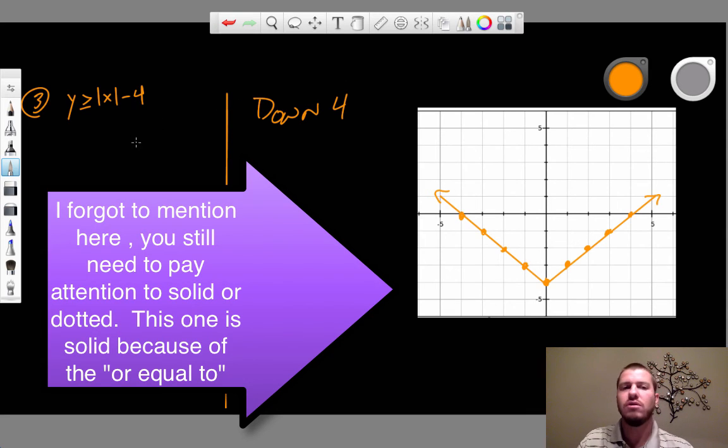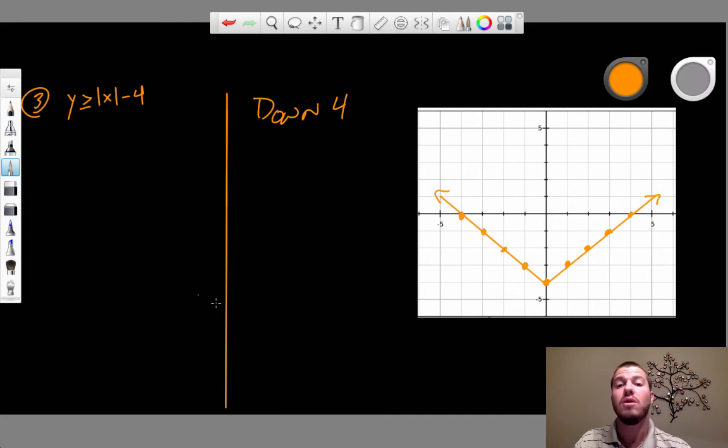And you can use the same trick that you did with the lines. This is greater than. You did need to pay attention to whether it was solid or dotted. And because this was equal to, it is solid. They are closed. So I did want to fill that line in. It is solid, which I drew correctly. I just didn't mention that. But you do still need to pay attention to that.